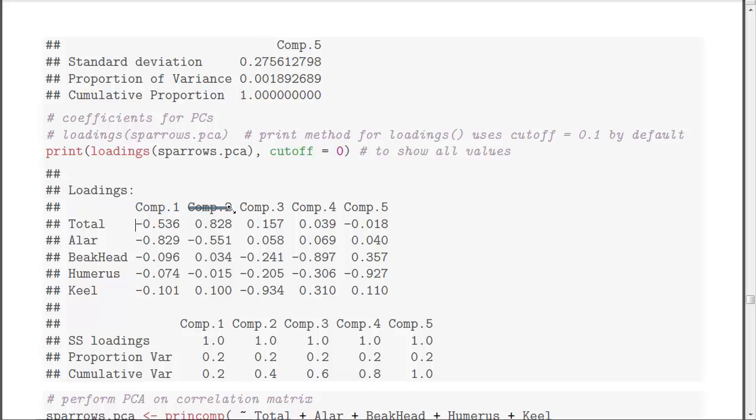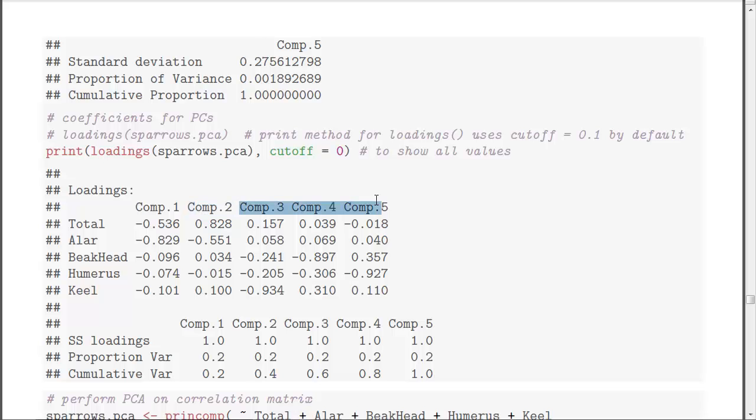Let's look at component 2. For component 2, we have the total, beak to head, and the keel all the same sign. They're all positive. So all 3 measurements indicate the length of the bird from head to tail. And then the alar and the humerus, those both represent the wingspan. So component 2 is about the shape of the bird in terms of, is it long with short wings, or is its body short and it has long wings? So it's that comparison.